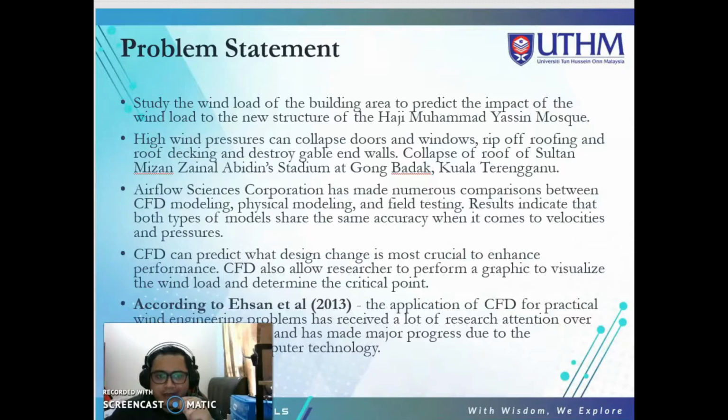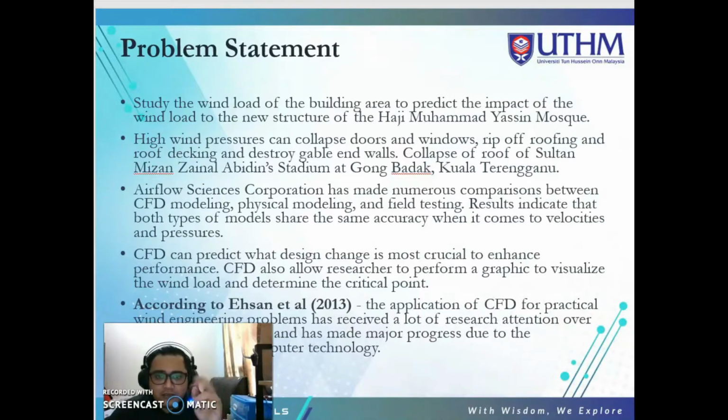This happened at Sultan Zainal Abidin Stadium at Gong Badak, Kuala Terengganu, where the design orientation of the building did not consider the effect of repeatable load acting on the building at a certain direction and speed. At some point it could lead to structural damage of the building. Besides that, the topography and condition of where the building is situated have not been critically identified, and the geometry of the building does not consider the condition of the topography.